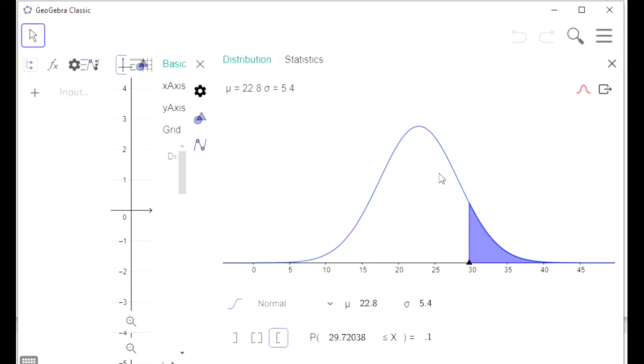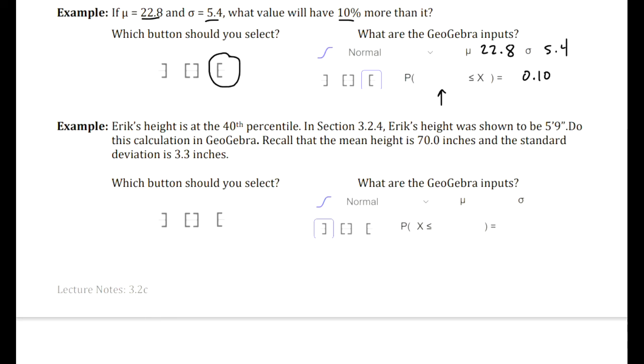So the graph matches what we're thinking about in that problem, and sure enough, that percentile pops out right here in here. So the value in this distribution, such that 10% is more than it, is 29.7204.